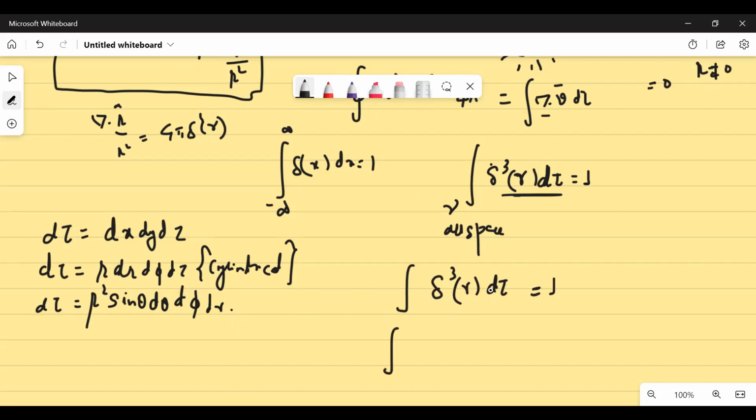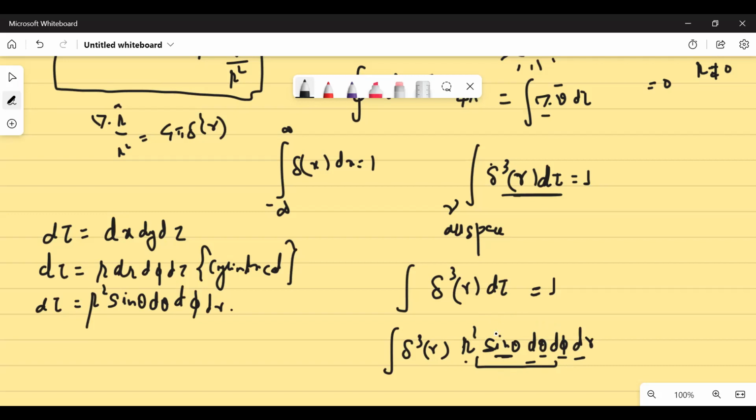Let's say I'm dealing with the three-dimensional coordinate system. Then d cube r will be equal to r square sine theta, d theta, d phi, and then dr. Okay, are you getting my point? So there are terms like sine theta, d phi, and all these things are extra. Are you getting my point? So they are basically extra.